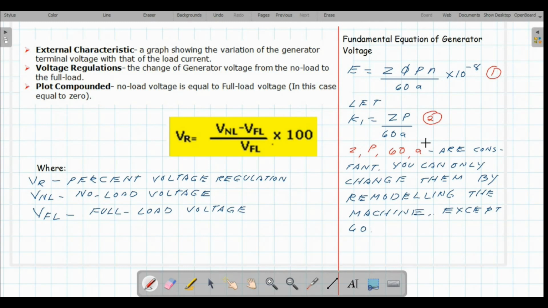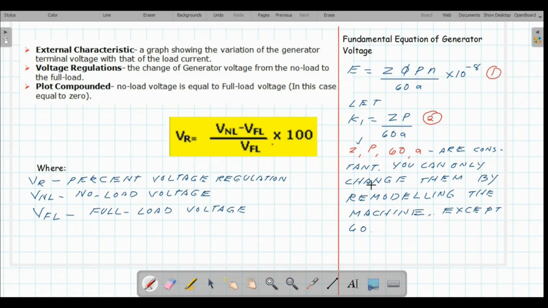Isa-isahin natin para maging malinaw. Yung number of inductors, ba't di mo mababago? Nasa loob ng computation niya ang number of terms na kailangan sa kanya. Ang isang term kasi ay binubuo ng dalawang inductors. Napakaraming inductors yan, so hindi mo pwede baguhin yan. I-remodel mo. Yung number of poles.